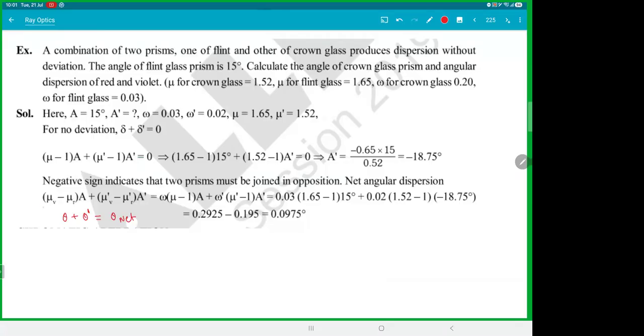And what is theta? A into mu violet minus mu red, plus A dash into mu violet dash minus mu red dash. We got A dash from the first part, so we have to use this angle here. And then they gave the omega also, 0.2 and 0.03. Substitute here, and done. So the angle between the red and the violet is 0.975 degrees. So there is a dispersion. The light rays did spread out, but the average deviation is zero.